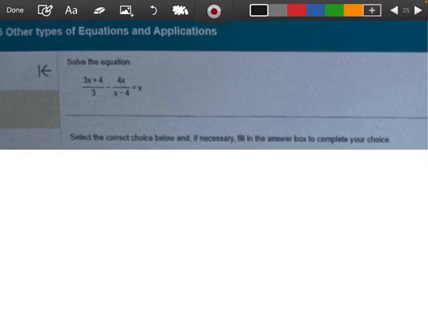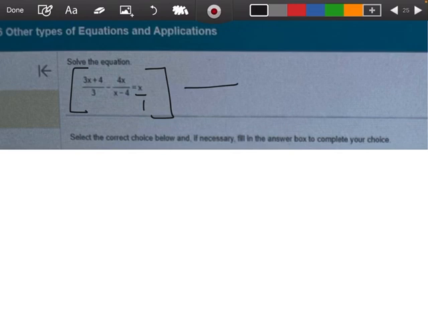All right, so y'all, this is a homework question out of 1.6, and we're gonna see if we can solve this equation here. Remember, the first thing we need to do is think of that x right there as x over 1, so that we can find our common denominator.